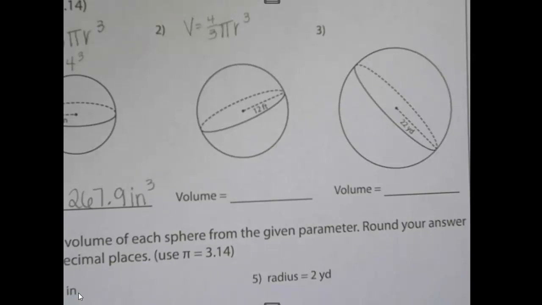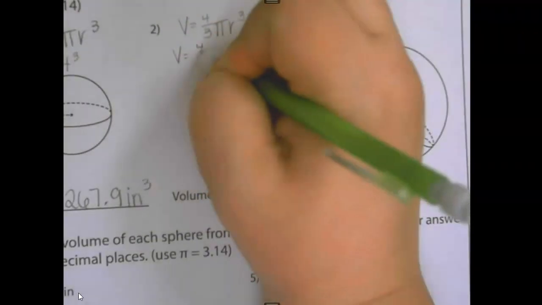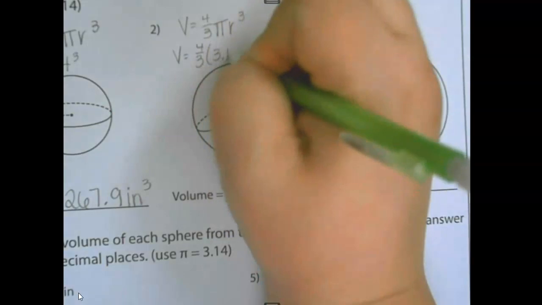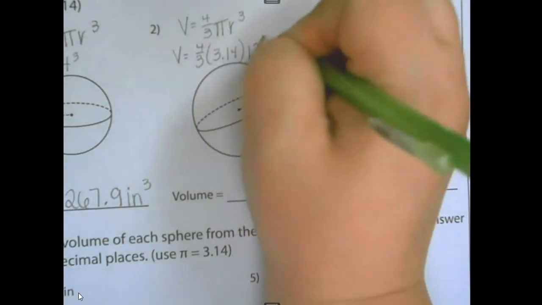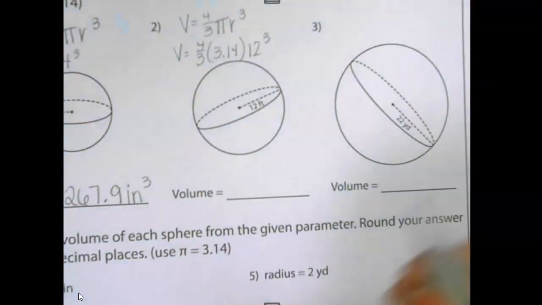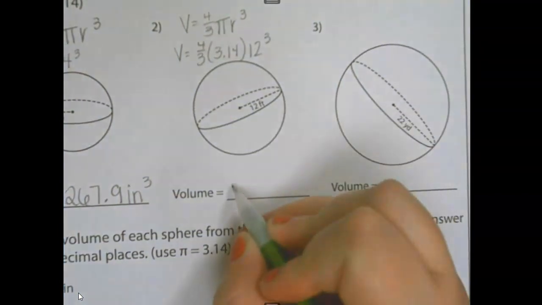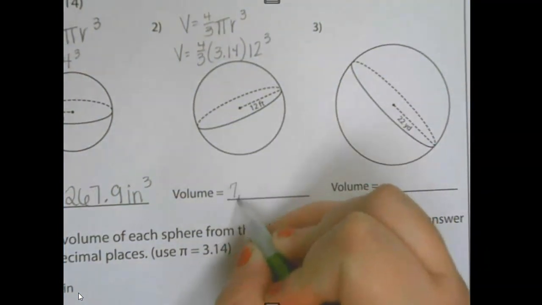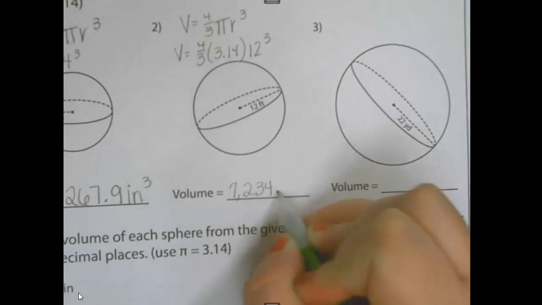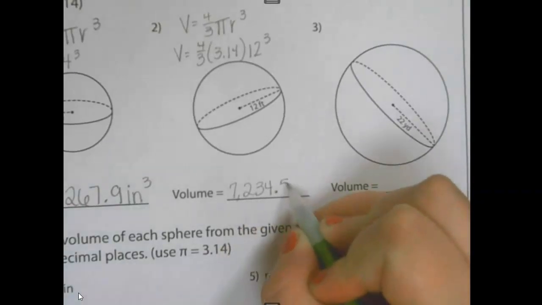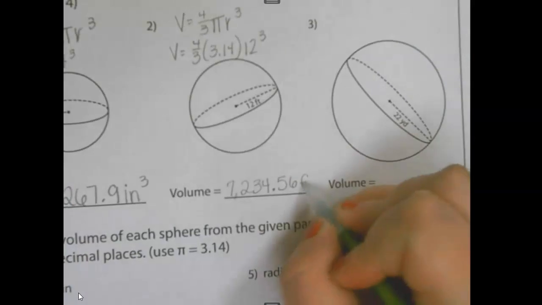All right, so hopefully you worked it out. And now we're going to do it together. We're going to look at the answer. All right, so we're going to have volume equals 4/3 times 3.14 times 12 cubed. All right, when I work all that out, I get 7,234.56, and it's going to be feet cubed.